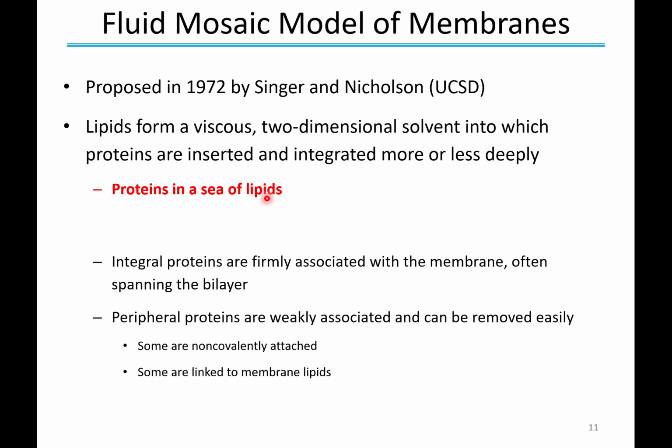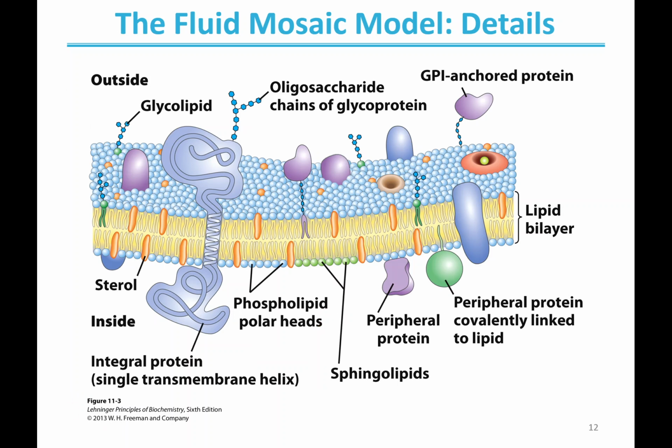You can also think of it just in simple terms. The fluid mosaic model is proteins floating in a sea of lipids. Okay, that's really a simple way to state the fluid mosaic model. Okay. Integral proteins are firmly associated with the membrane. Oftentimes they span the entire bilayer. Peripheral proteins are more weakly associated and can be removed relatively easily. Right? Some are non-covalently attached, and others are covalently attached to membrane lipids.